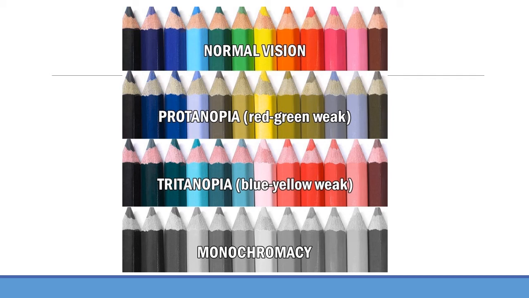So again, keep in mind the distinctions between these four different categories here. Red weak tends to be either a loss of red cones or green cones, so protanopia or deuteranopia, and then loss of blue cones is tritanopia.